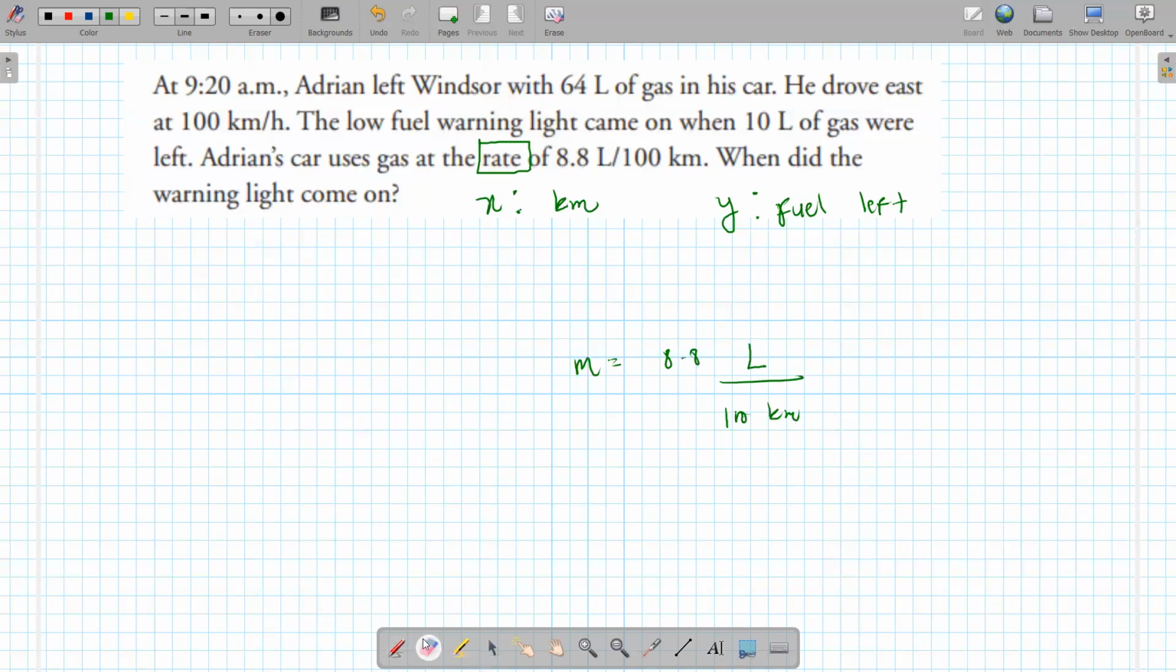All right, so using this information, what is our equation here? y equals what?